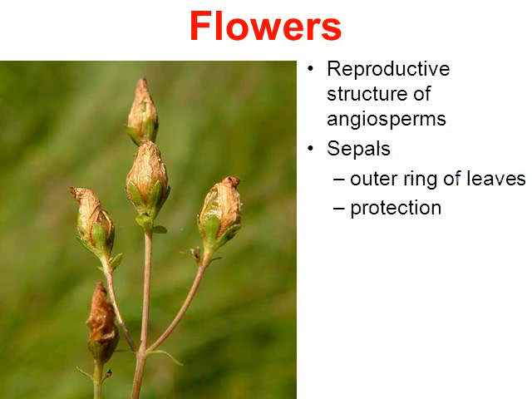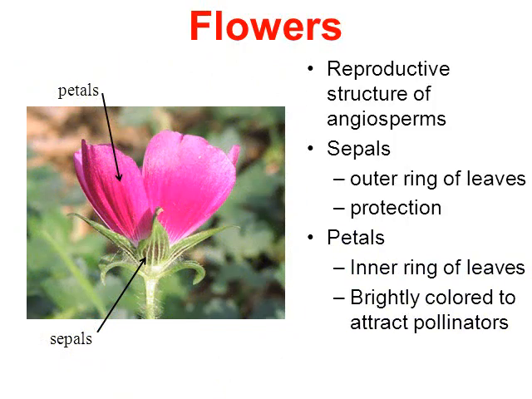And so what we see right now are the protective outer leaves, and these are called sepals. Now again, they're not going to protect from a hurricane or anything too strong, but a little bit of protection maybe from frost, maybe from insects. And so those are the sepals. But eventually the sepals are going to peel away. And when the sepals peel away, we can see the colorful petals.